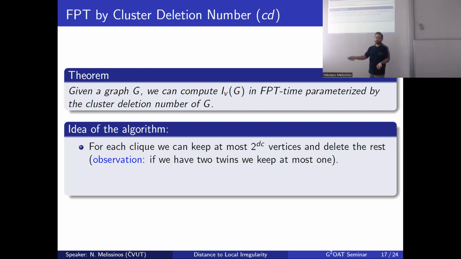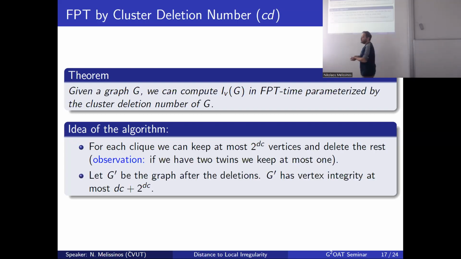So after you do that, you realize that inside each clique, you don't have more than 2 to the distance-to-clique vertices, because the only change is the neighborhood in the deletion set. Perfect. So now we have a graph with vertex integrity bounded by the deletion number plus 2 to the deletion number, and we run the previous algorithm.